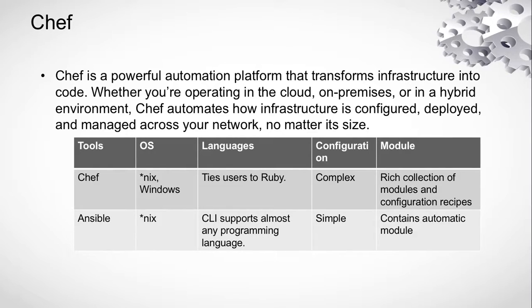The second one is Chef. Chef is a powerful automation platform that transforms infrastructure into code. Whether you are operating in the cloud, on premises, or in a hybrid environment, Chef automates how infrastructure is configured, deployed, and managed across your network, no matter its size. The biggest difference between them is the language. Chef is based on Ruby, while Ansible is based on Python. So Chef ties its users to Ruby, but Ansible's users can use any programming language. And Chef has a rich collection of modules and configuration recipes, while Ansible contains automatic modules by itself.